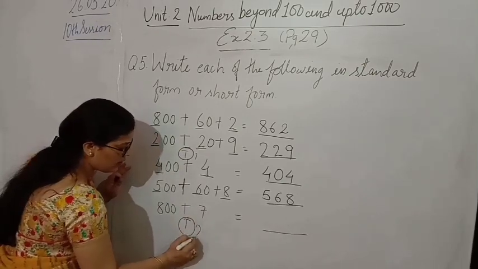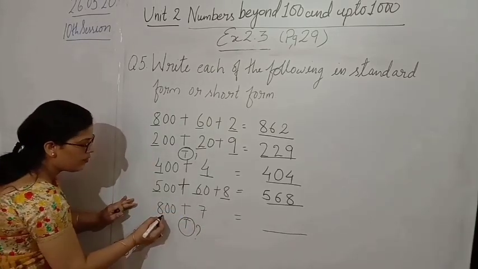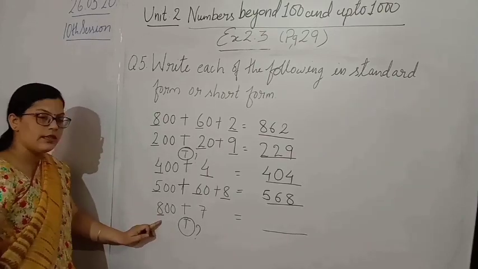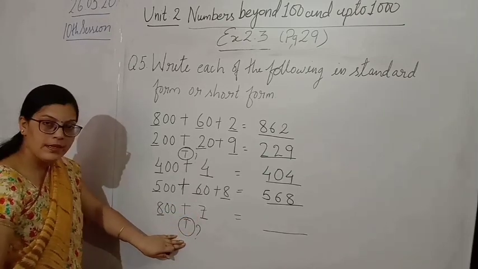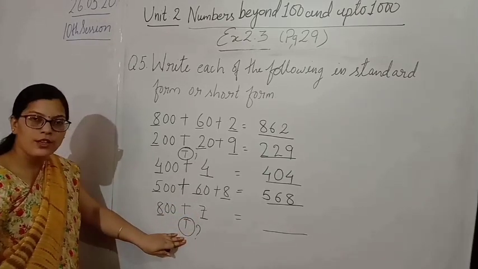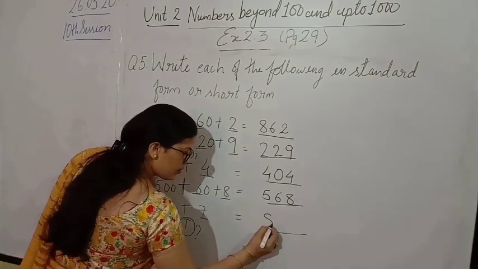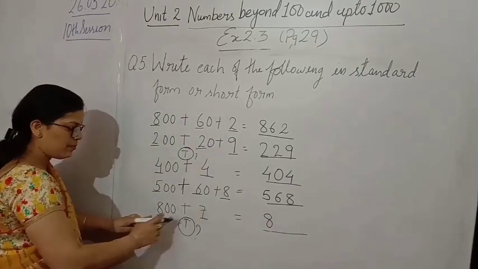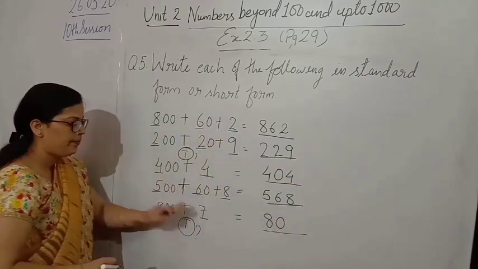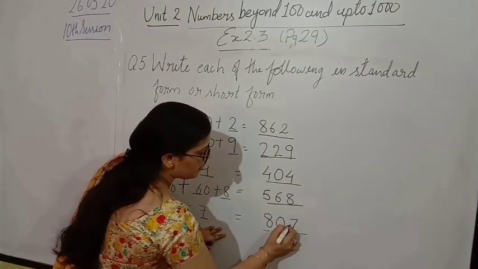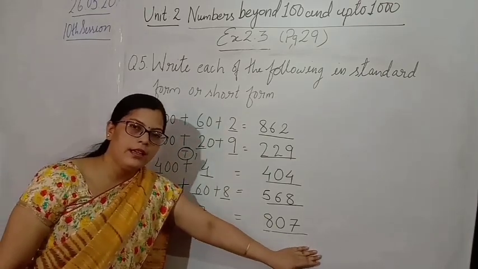Now again only two numbers are given. The tens place is again not given. The expanded form here is 800 plus 7. So the face value of the hundreds place is 8 and the face value of the ones place is 7. The tens place is not given, that means we'll write 0 at the tens place. So let us combine the values. At the hundreds place we'll write 8, at the tens place we'll write 0, and at the ones place we'll write 7. So the standard form or the short form is 807.